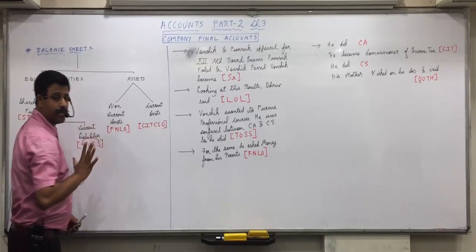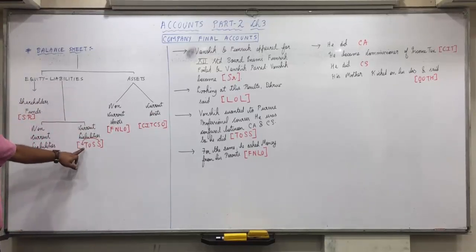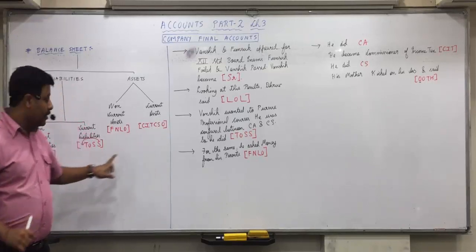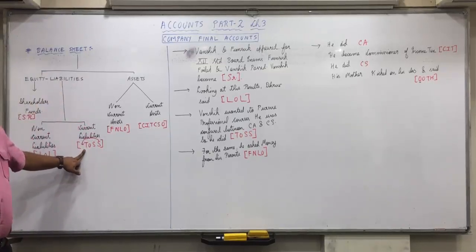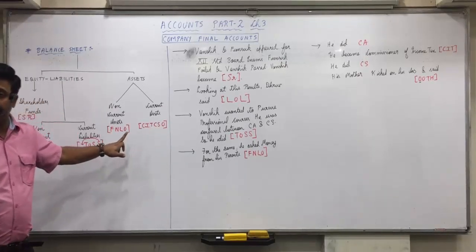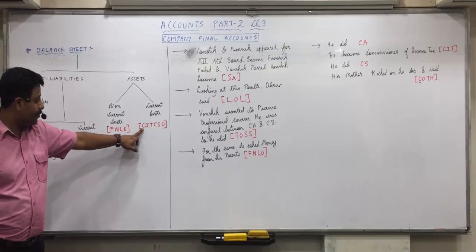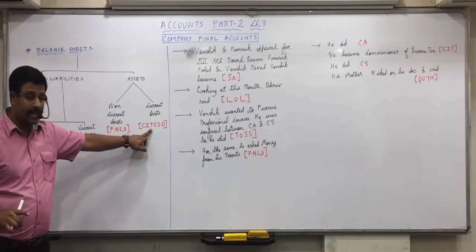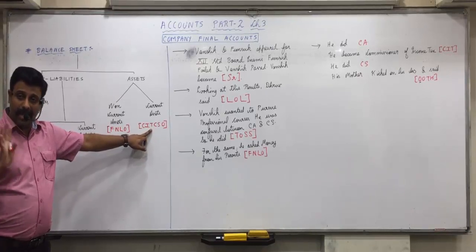Trade receivables. Trade payables, trade receivables. Trade payables include which two things? Creditors and bills payable; debtors and bills receivable. Is everyone clear with it? Current investment, inventories, trade receivables.